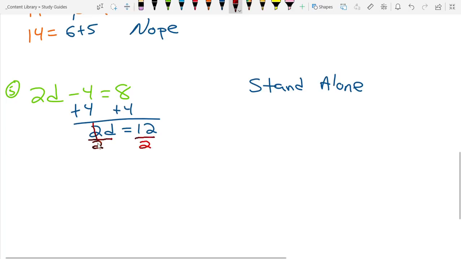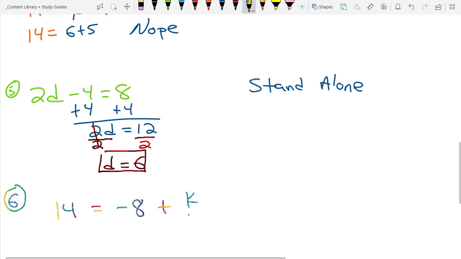Because 2 divided by 2, they cancel, so you're left with d equals 6. Again, you can plug it into the equation to see if it works on the day of the test, but it does, so we won't check it now. Number 6, we have 14 equals negative 8 plus k over 6.